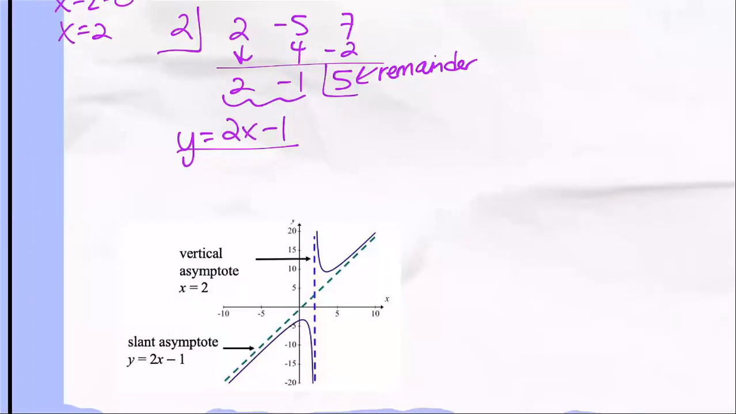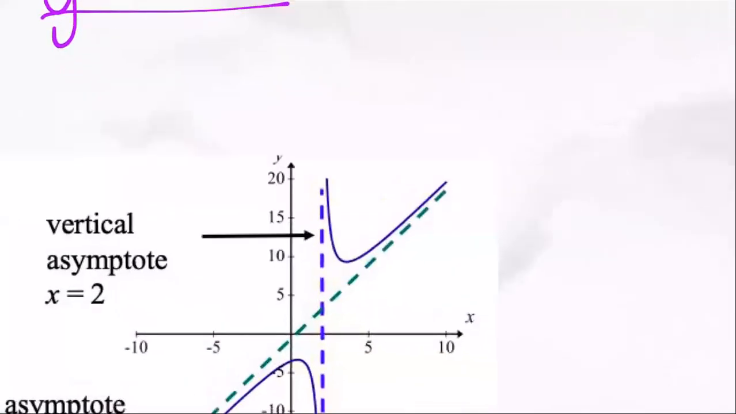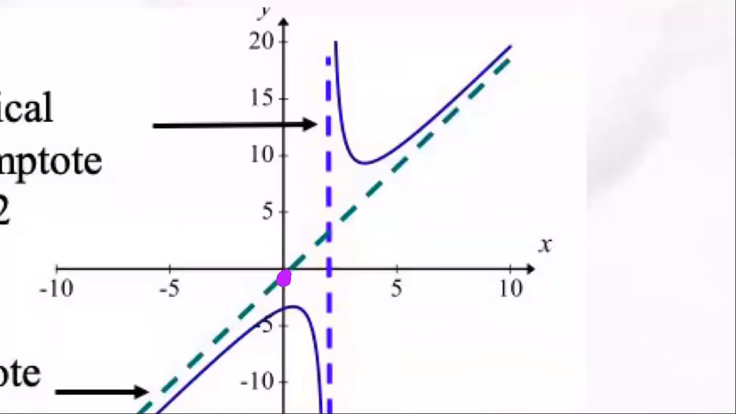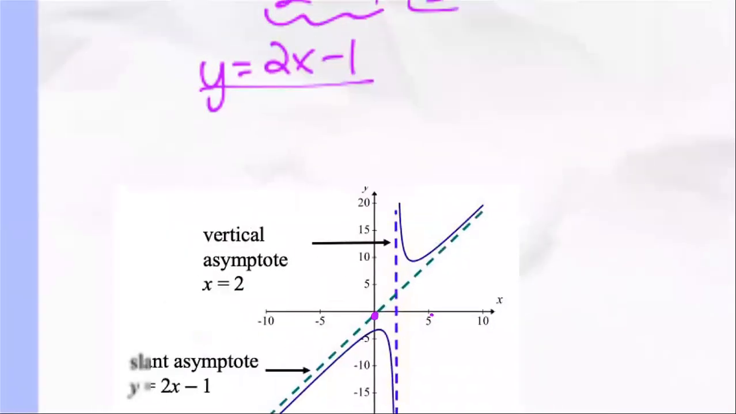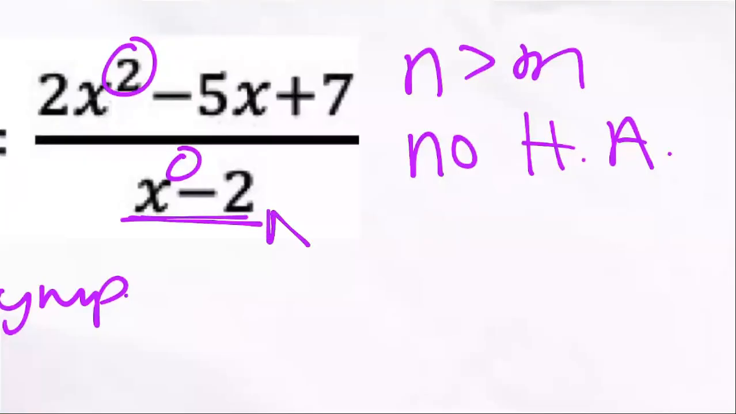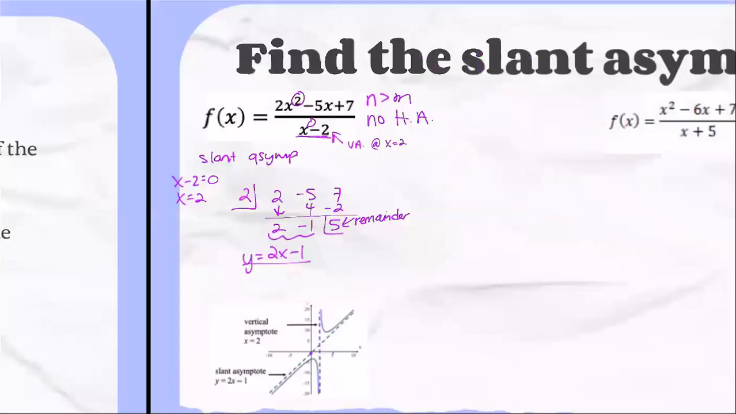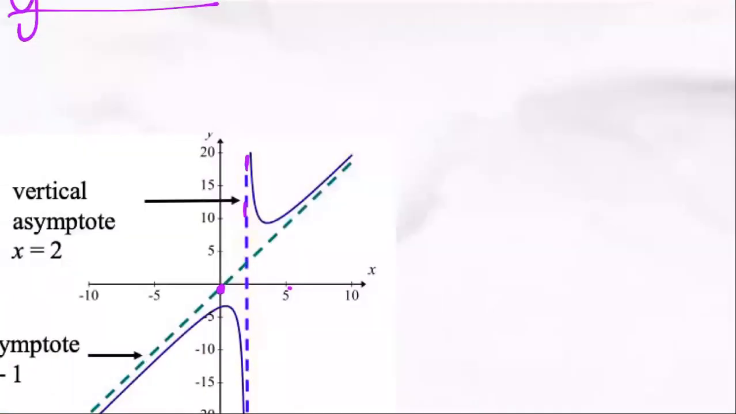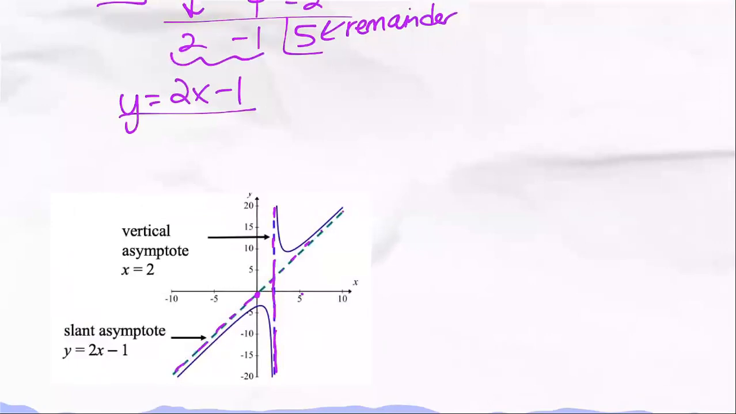All right, so let's think about graphing the line. 2x minus 1 means that's going to cross at -1 and have a slope of 2. And so that's where this line, that green dotted line, comes from, and that's a slant asymptote. So where does this blue line come from? Well, that comes from the fact that it has a vertical asymptote at x equals 2. So you can see it's got the vertical asymptote at x equals 2 and the slant asymptote at 2x minus 1, and then that's where your graph comes from.